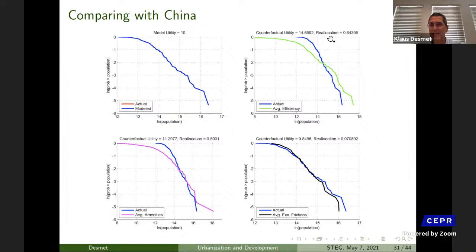The other very interesting thing here is, remember, in the case of the US, we had a welfare increase of 1.2% when you equalize efficiency across space. Here you have a welfare increase of 46%, or 47%. It's of course log points, but let's just call it 47% here. Huge difference. Huge welfare gains from equalizing efficiency across space. That of course ties in, I think, with some of the discussions you've had on misallocation in your other lectures.